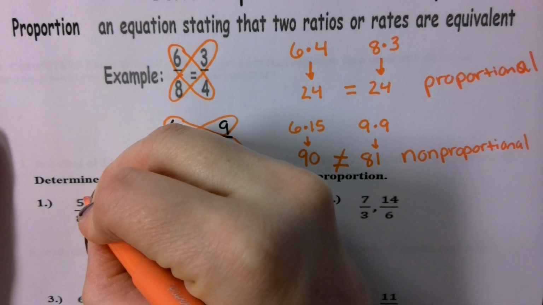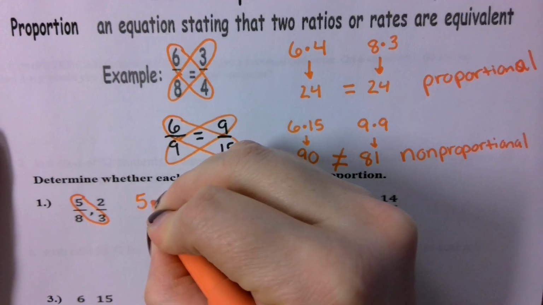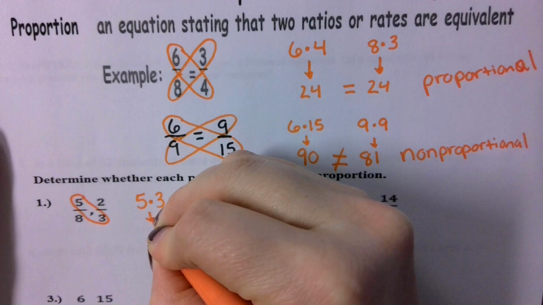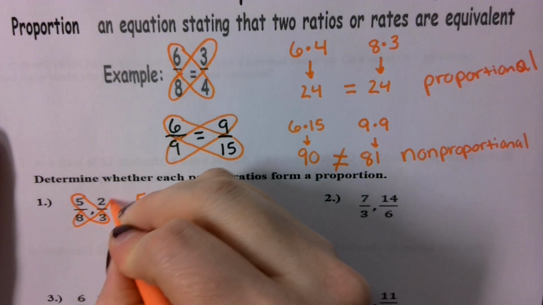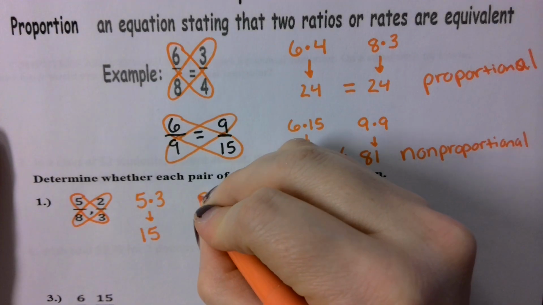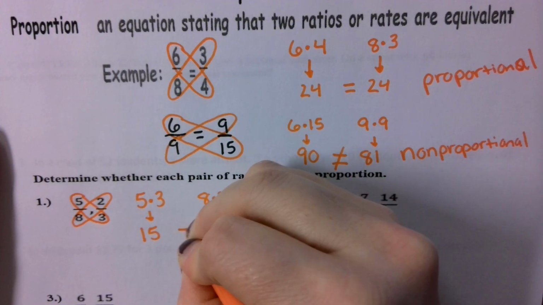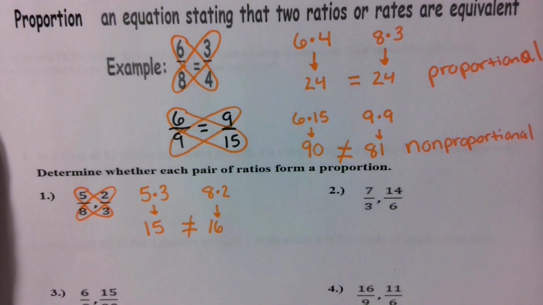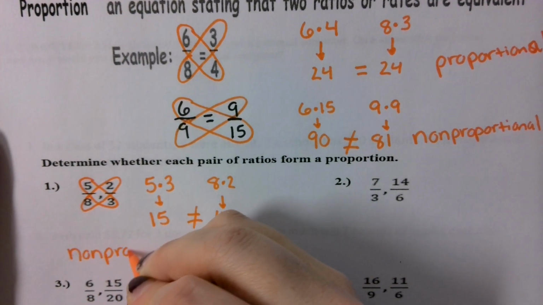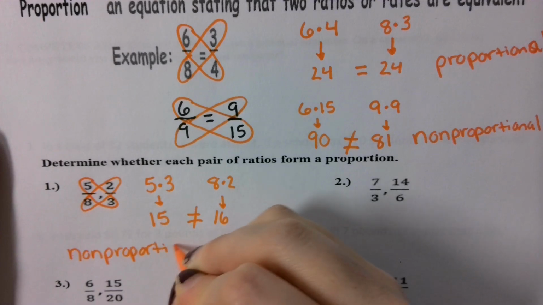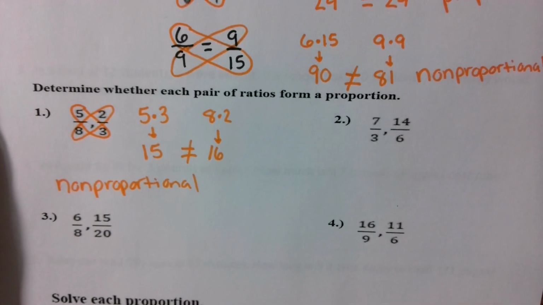We're multiplying diagonally. So we're going to multiply 5 times 3. Okay. 5 times 3 is going to give us 15. But then when we multiply 8 times 2, 8 times 2 was 16. They are not equal to each other, so that is non-proportional. That would be a non-proportional relationship. I want you guys to do problems 2, 3, and 4 on your own, please.